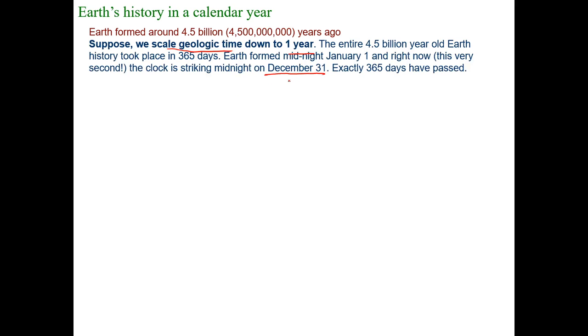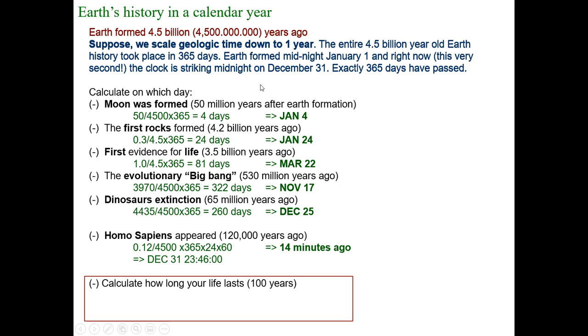So exactly 365 days. If we scaled everything down that way, the moon was formed January 4th, so only 3 days after Earth came into existence. The first rocks that we have, the oldest rocks, represent a time of maybe January 24th, so within the first month. The first evidence for life, which we're going to get into, is around March 22nd. So just a few months.